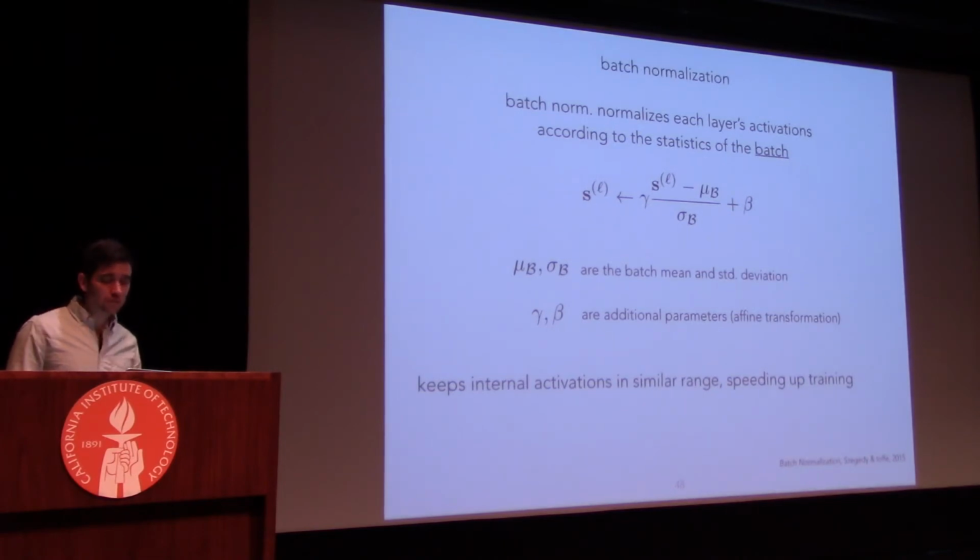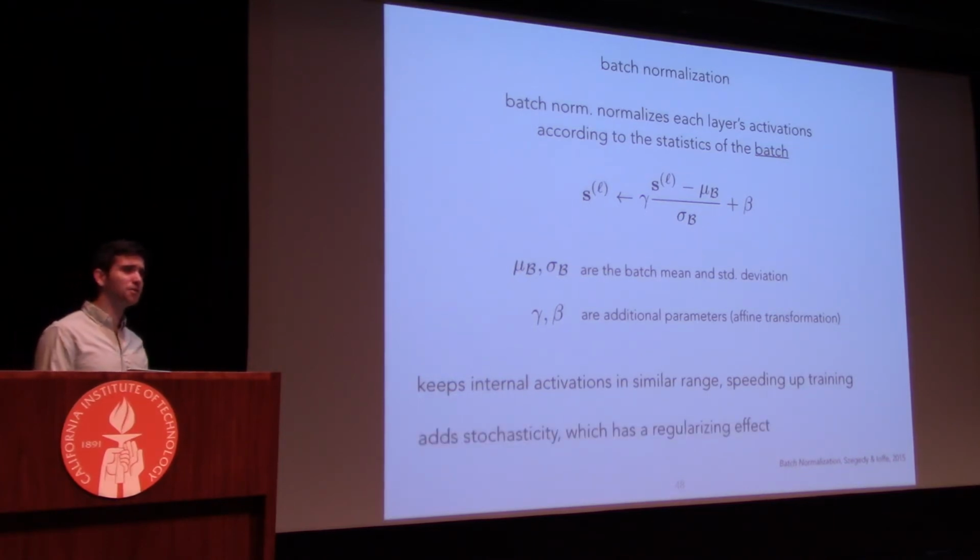So we're going to keep the activations in a similar range. This is going to help speed up training, which in effect it actually does. And it also has another effect, which is that it adds stochasticity to the network. There's a bit of randomness depending on what batch you actually selected. And so that stochasticity actually has a regularizing effect.